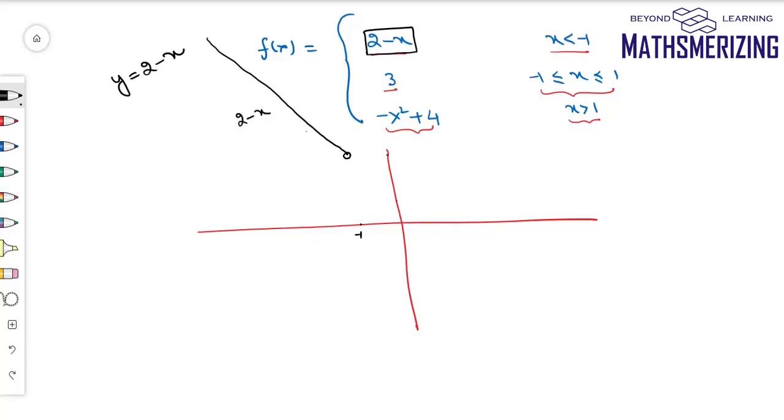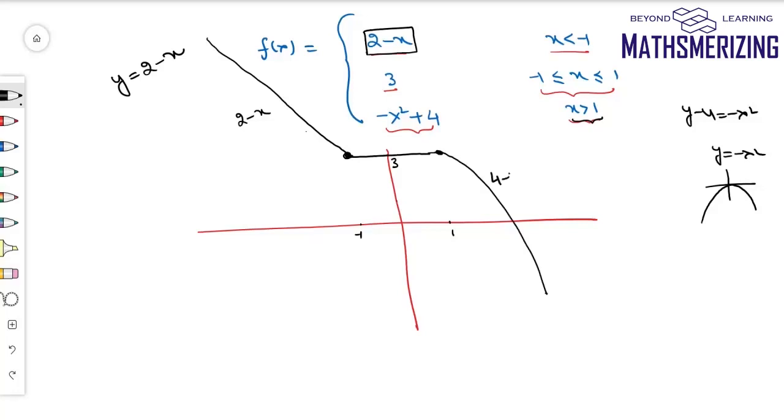Now between minus 1 and plus 1, it's a constant function and its value is 3. When x is greater than 1, it represents a parabola, which is y minus 4 equals minus x square. So my basic graph is y equals minus x square, and then I'll shift the graph plus 4 units along the y-axis. Now when x is 1, y is 3. That will be the graph of 4 minus x square.